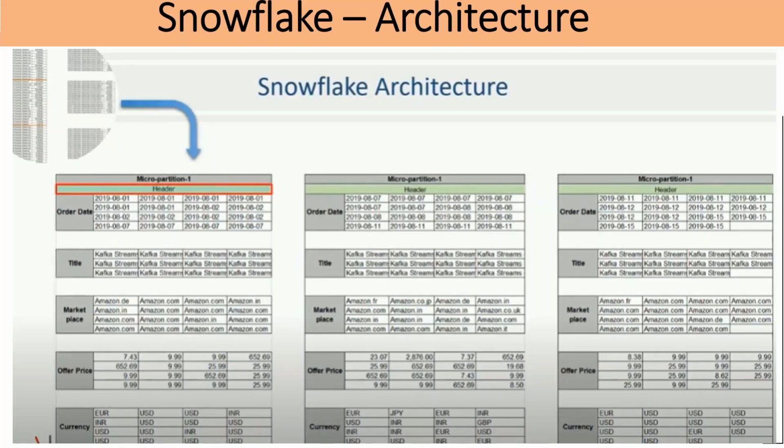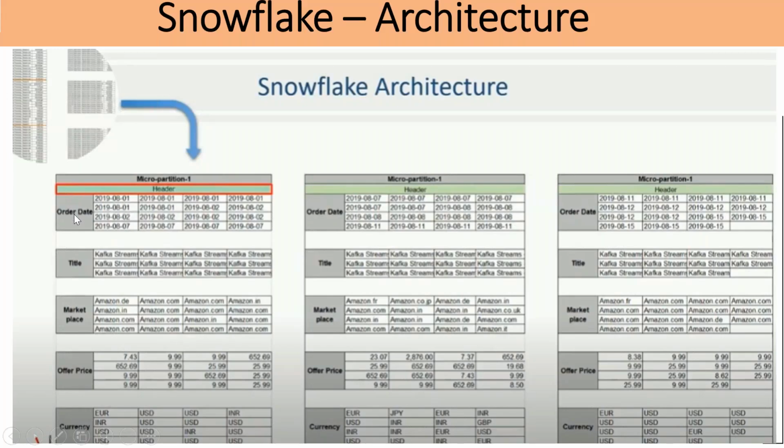That means in a file, they know where the micro partition starts, where the micro partition ends, the details about the micro partition. And then they have a header. And in the header, they have total number of columns, total number of distinct values, total number of null values, and what is the min value of a particular column, max value of a particular column.